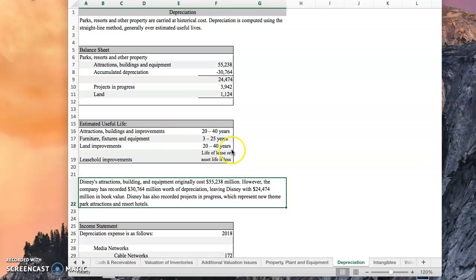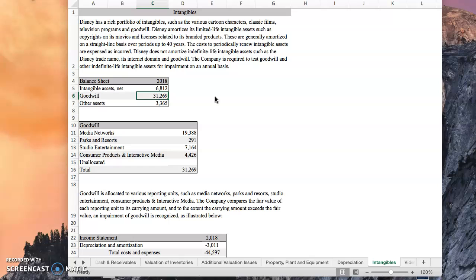Disney's attractions, building, and equipment originally cost $55,238 million. However, the company has already recorded $30,764 million in depreciation.